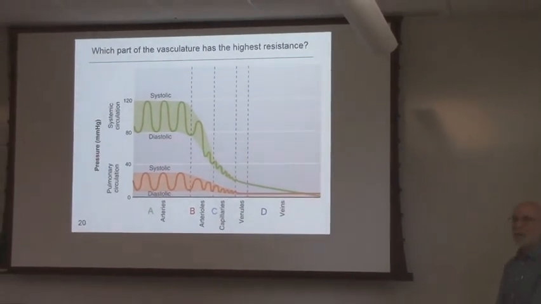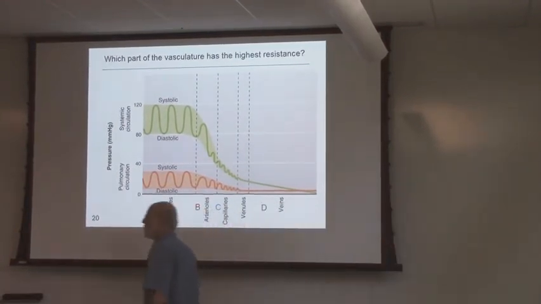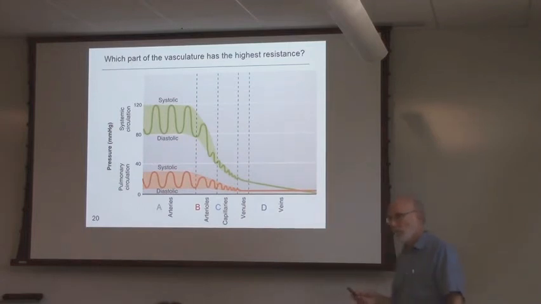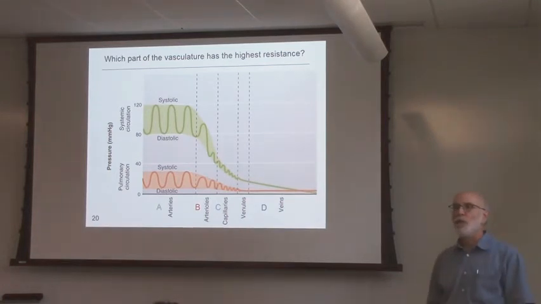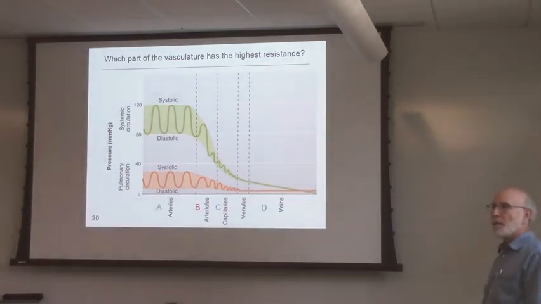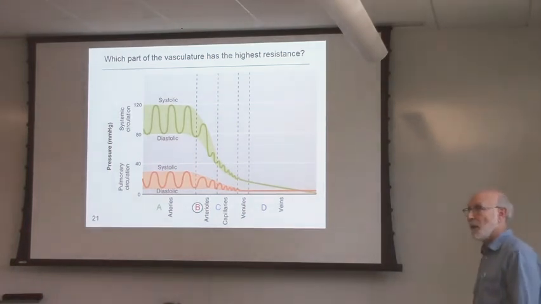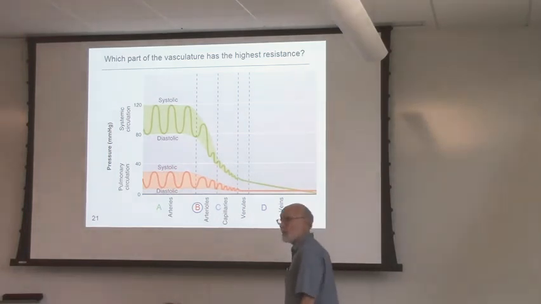I forgot to bring it here. This is a challenge question. That is to say it's hard. The best answer, show me, I want to see your best guess, your intuition. Okay, it's all over the place. The best answer is B. The arterioles is where the resistance is the highest.